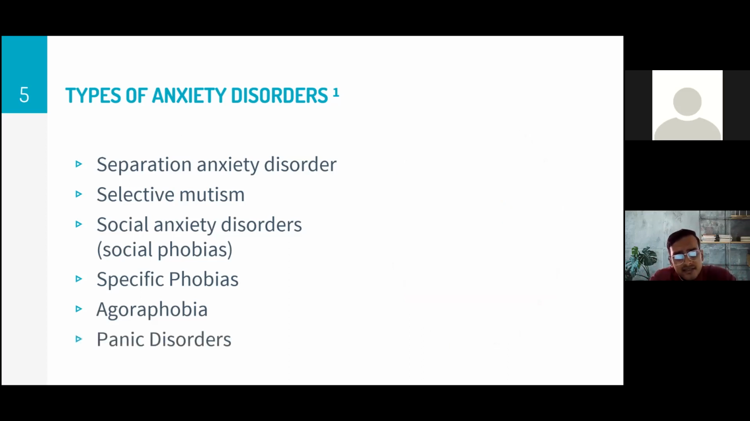Other than that, DSM-5 includes panic disorders and generalized anxiety disorders under anxiety disorders. They have excluded OCDs and stress disorders from this classification in the 5th edition, which was there in the 4th edition. So that's the difference here. They have made a different section for OCDs altogether.